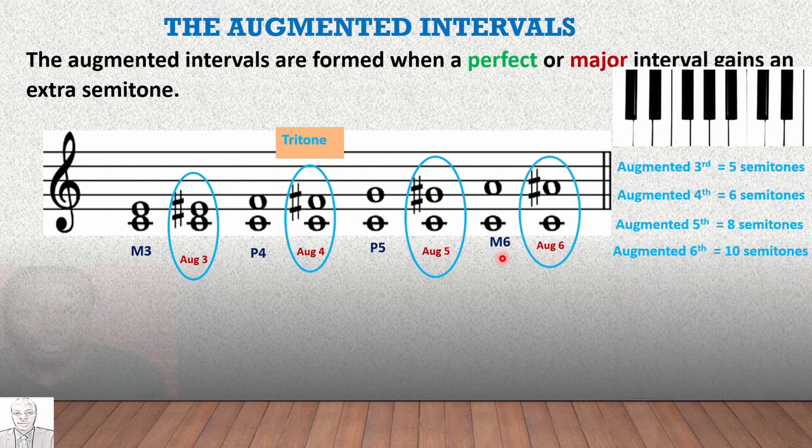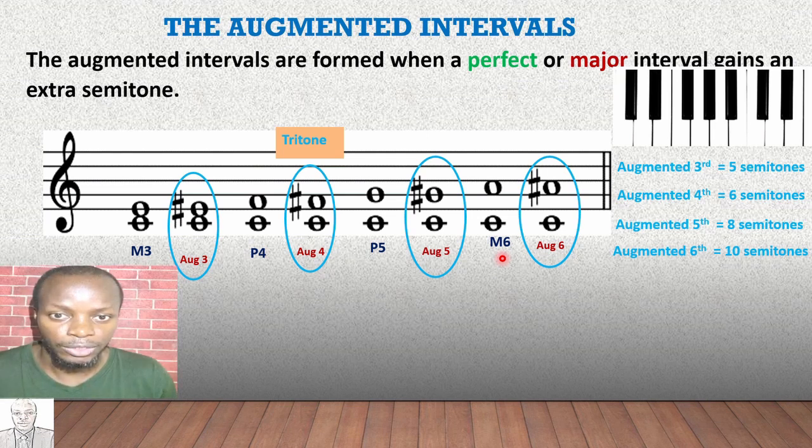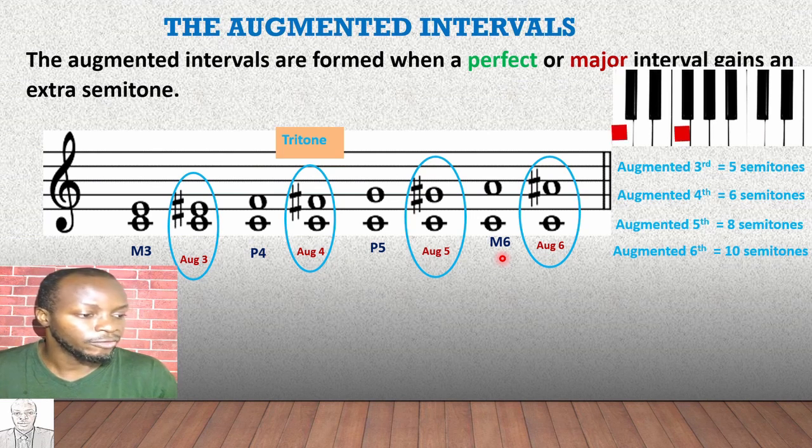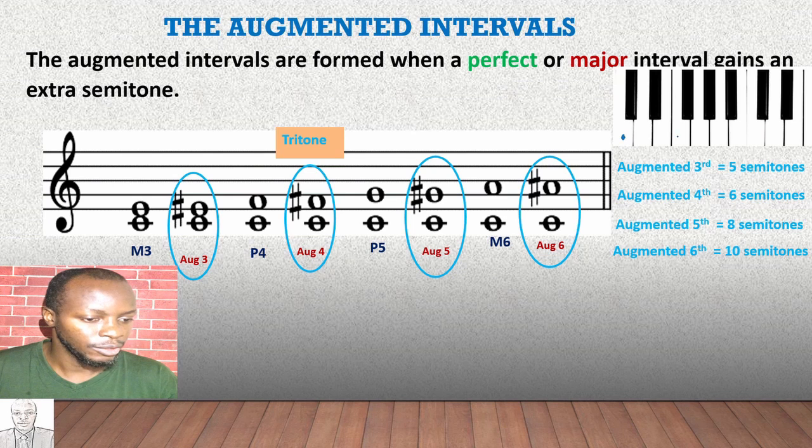Okay, to break this down into the specific number of semitones in them, augmented third has 5 semitones, that is from C to E sharp. So let's see the number of semitones between them. 1, 2, 3, 4, 5. So it's 5 semitones, right?